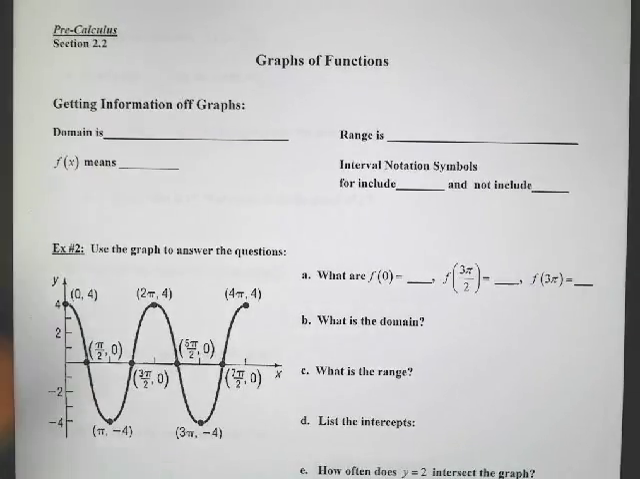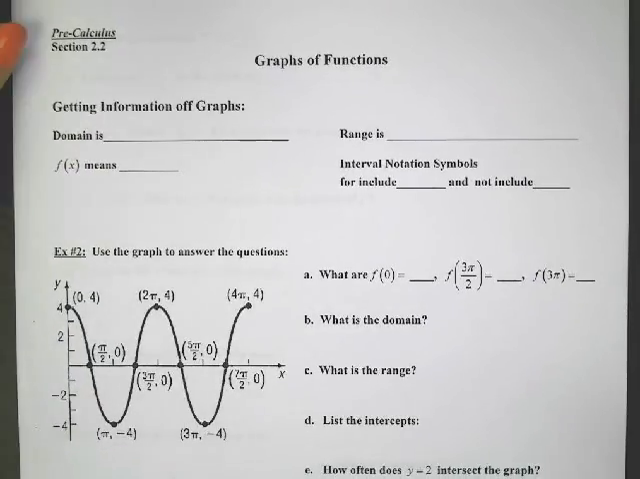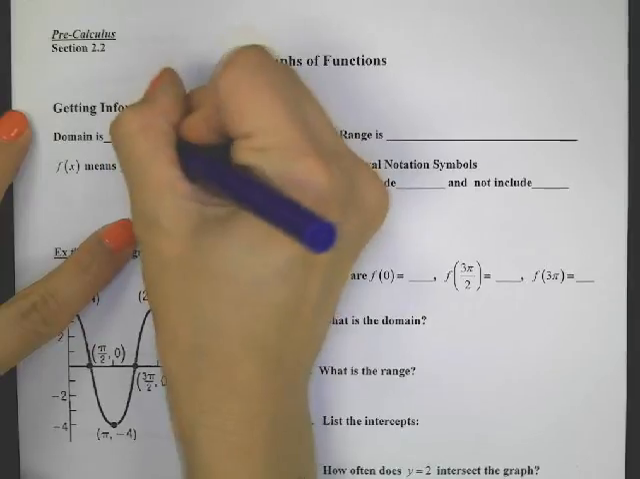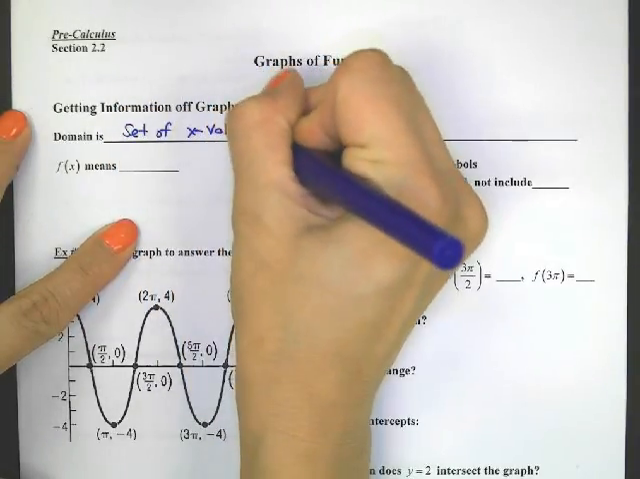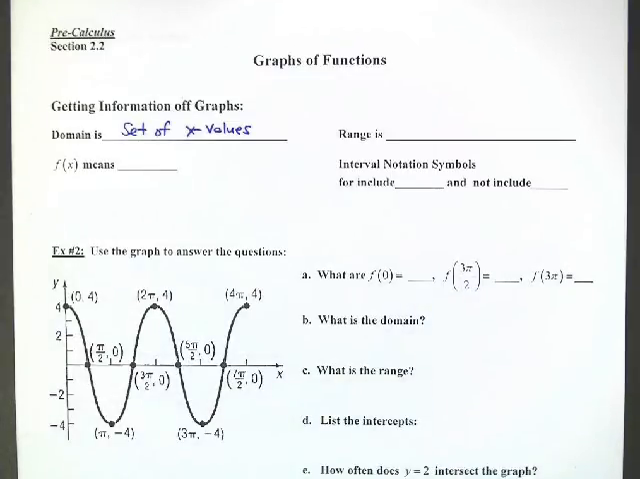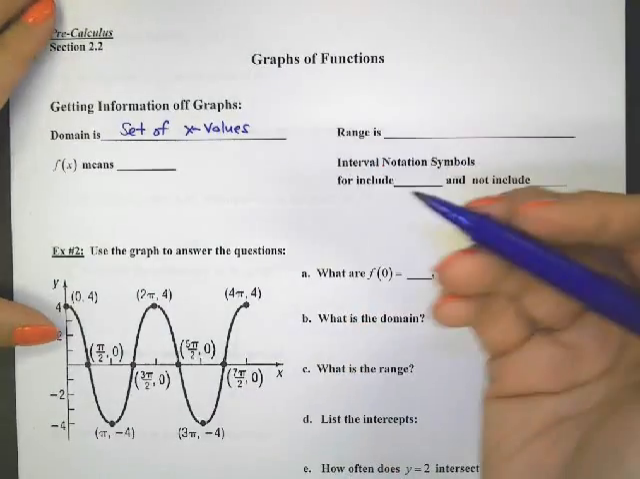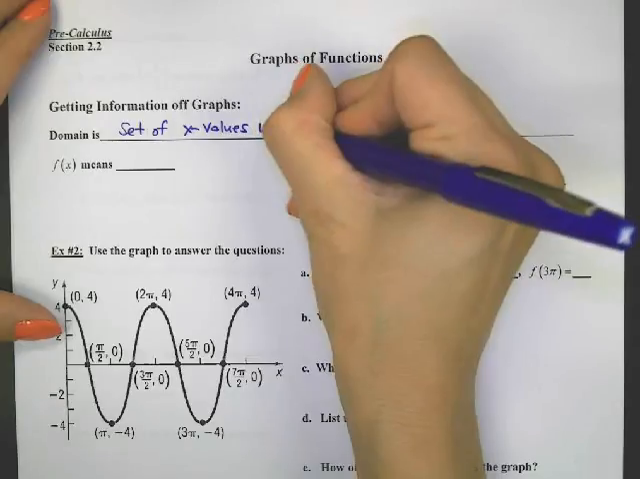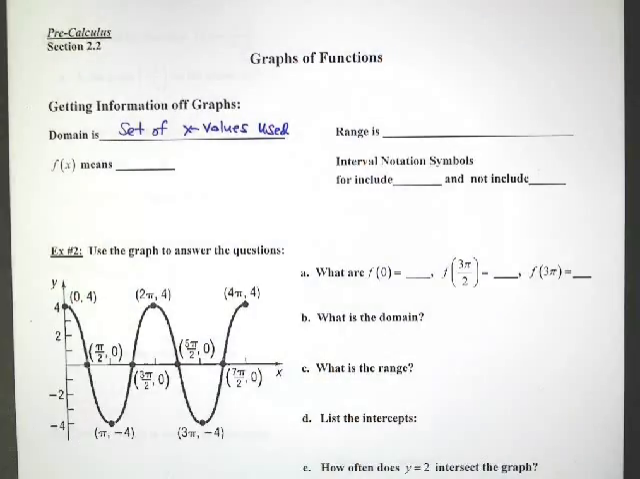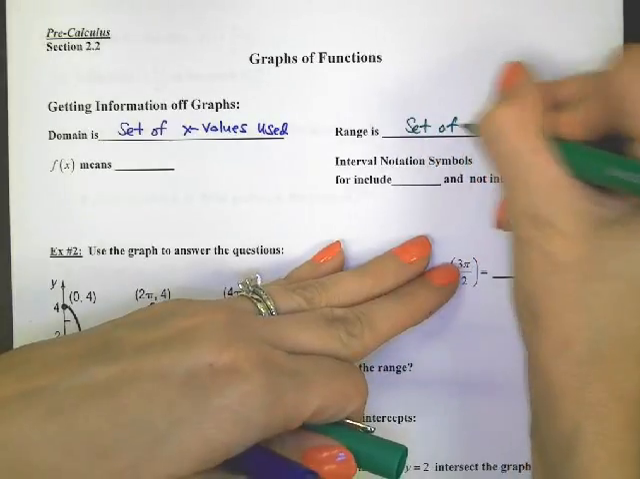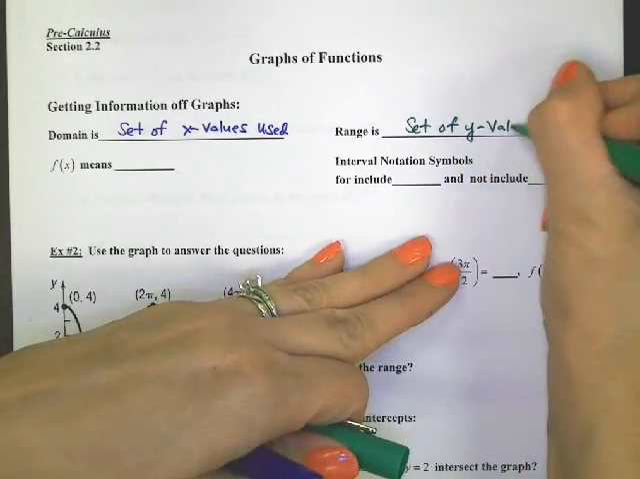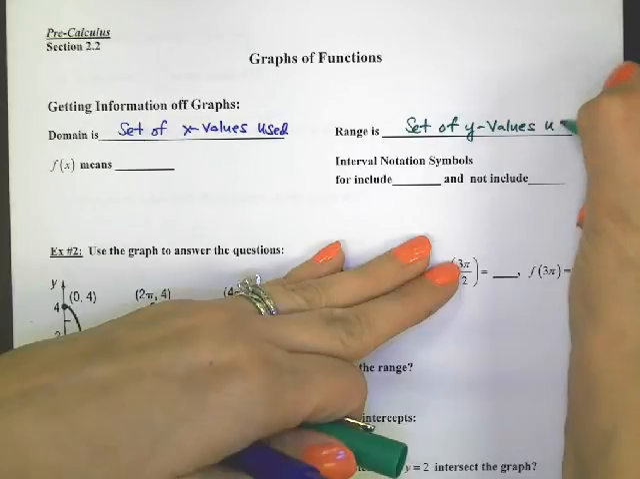Let's examine some graphs of functions. Okay, first of all, domain is the set of x values. It's the set of x values that are allowed to go in and be used. And range is the set of y values, the set of y values used.